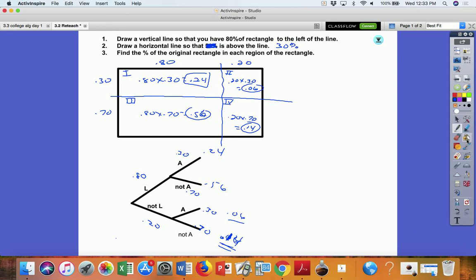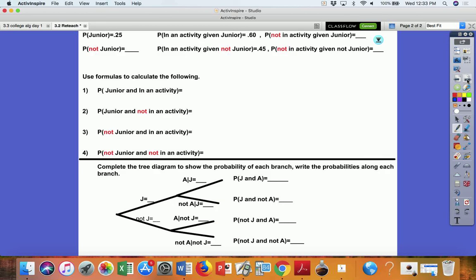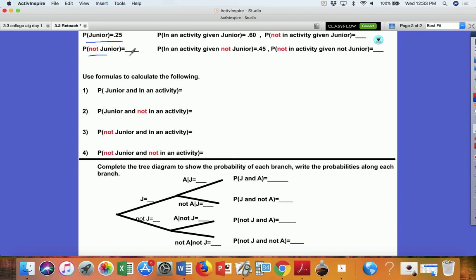Okay, let's look at another one. Now a little bit more verbal, a little wordier. So let's say I have a group of people, and the chances that I pick a junior out of that group is 25%. So not junior is its complement, 75%, right? Okay, let's look at the restriction that we're only talking about juniors. The chances that they would be in an activity is 60%. So then with that restriction, the probability that they're not in an activity is 40%.